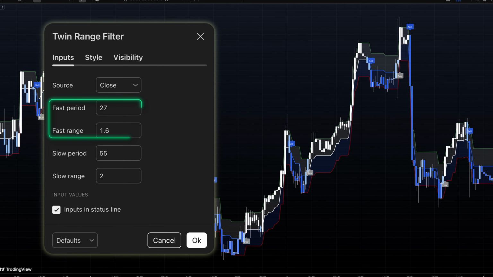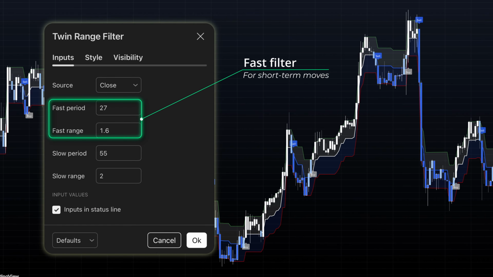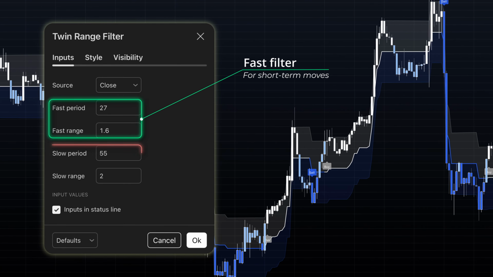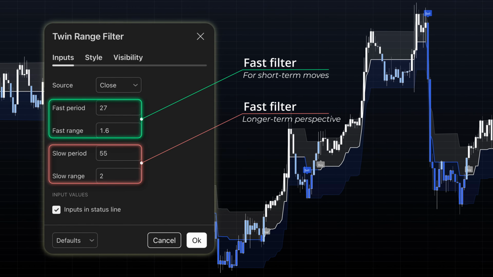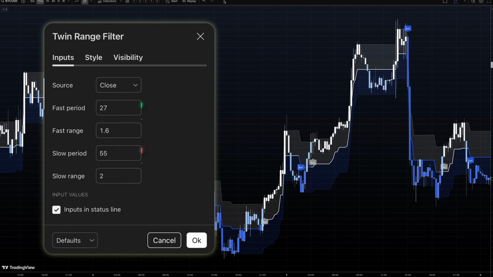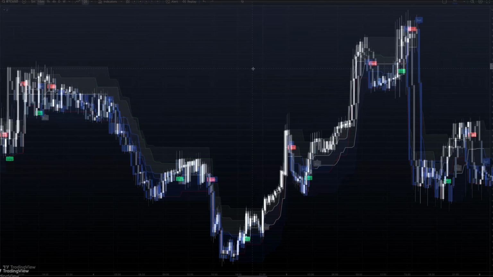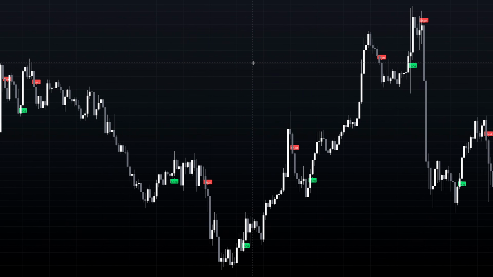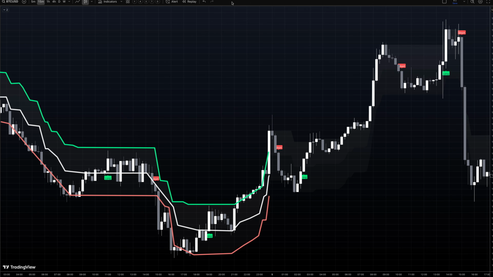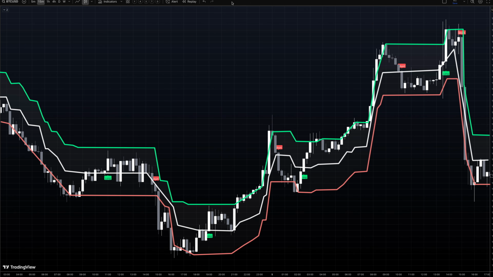The fast filter, default 27 periods with 1.6 multiplier, captures shorter-term price movements, while the slow filter, default 55 periods with 2.0 multiplier, provides longer-term context. These ranges are averaged together to create a composite smoothed range that adapts to changing market conditions. When price moves beyond these bands, the filter adjusts to maintain contact with price action, creating a trailing effect that follows trends while filtering out minor fluctuations.